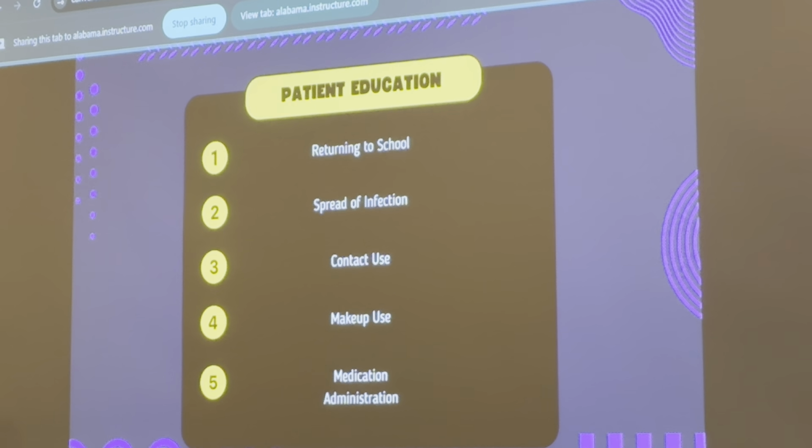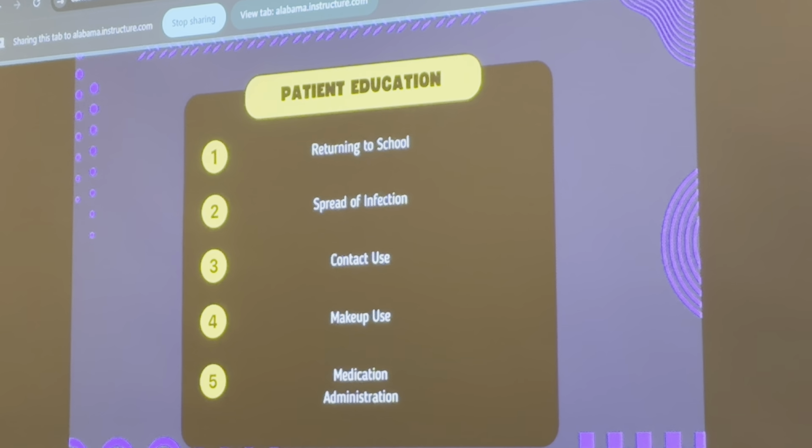Reduce the spread of infection. Your viral conjunctivitis is going to be your more highly contagious type of conjunctivitis. So how are we going to reduce that spread, just in general, of conjunctivitis? Hand washing? Okay, what else? Yeah, keep your hands out of your eyes. Keep your hands out of your eyes, I like that. What else? Washing your hands. Washing hands, we already said that, but good.